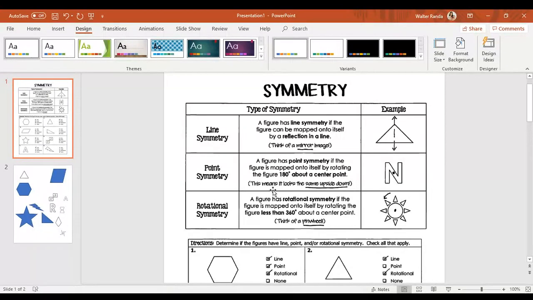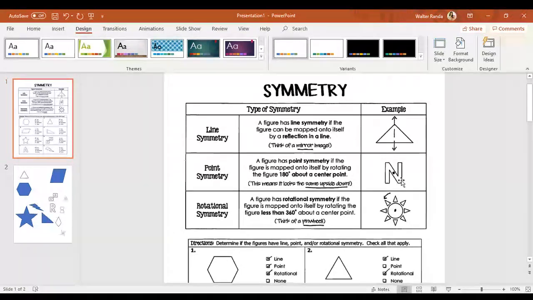So what I want you to think of is upside down. Is this figure the same upside down? If I rotated this end so that it was upside down, it would look the same. So it has point symmetry. Okay, so point symmetry is when we're talking about a 180-degree rotation. Rotational symmetry, okay, is when we're talking about a rotation anything less than 360. So yes, that does include point symmetry. That includes a 180-degree rotation. So if something has point symmetry, then it automatically also has rotational symmetry. However, the converse is not true. If it has rotational symmetry, that does not necessarily mean that it has point symmetry.